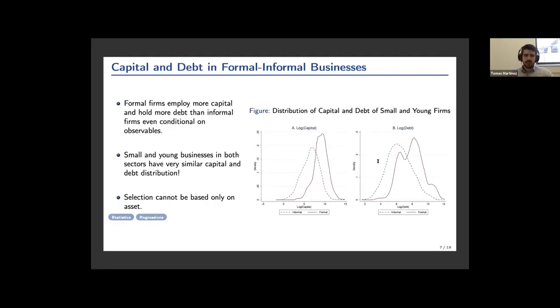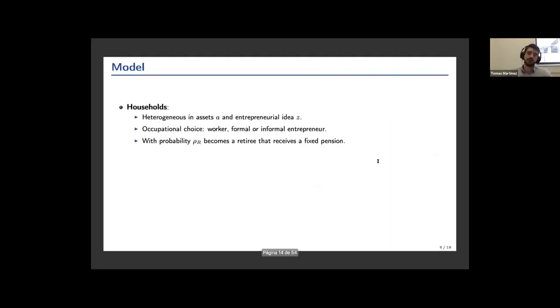This is actually at odds with the full separation that some papers assume when they talk about informality, right? So we want a model that can address both the intensive margin and the extensive margin, so informality in both sectors, but also that can have this overlapping distribution of capital and debt between the two sectors, at least in small young firms. And that's what we're going to try to address here.